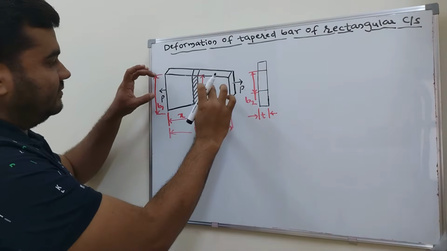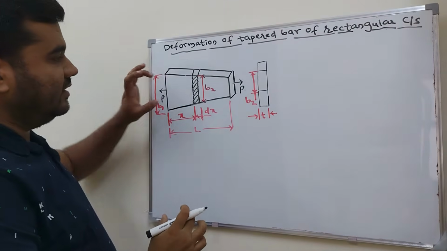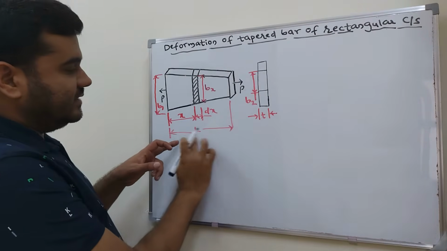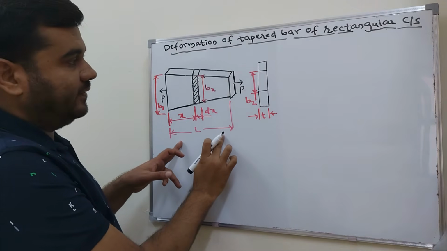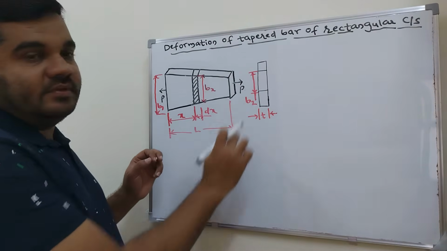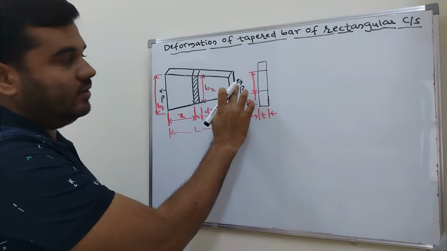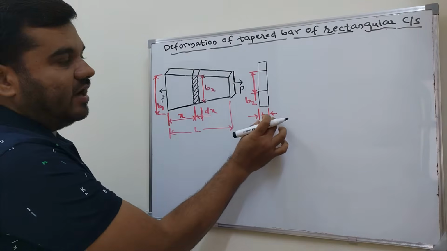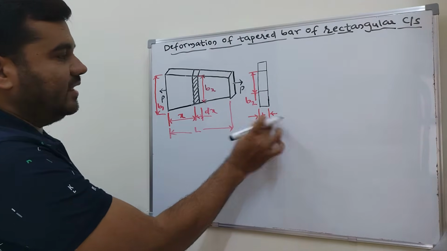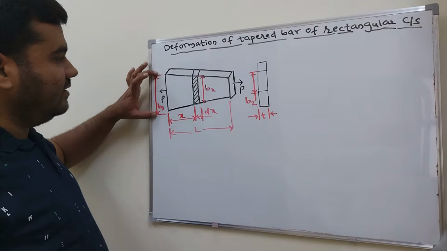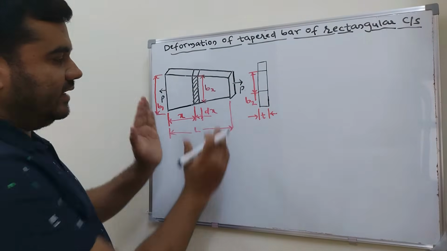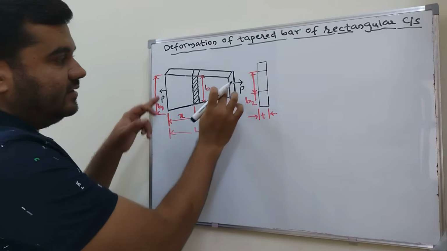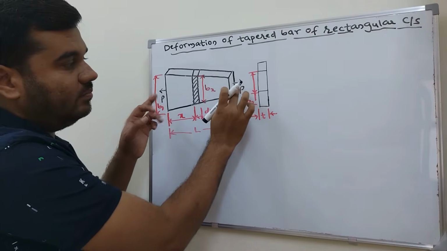So this is the tapered bar. One end, the bigger end, is B1 and the smaller end is B2 here. The length of the tapered bar is L. And it is subjected to the axial tensile load P. That is P here and P here. The thickness of the bar is T. It means the one end is B1, the smaller end is B2, the length is L, the thickness is T, and it is subjected to the axial tensile load P.